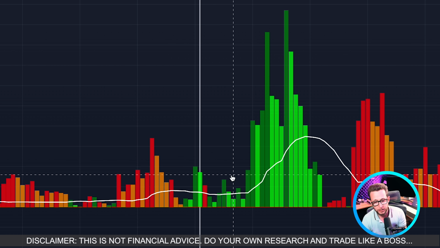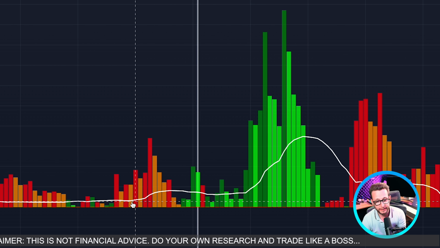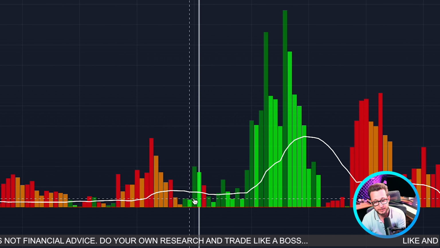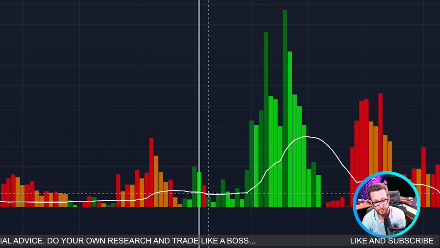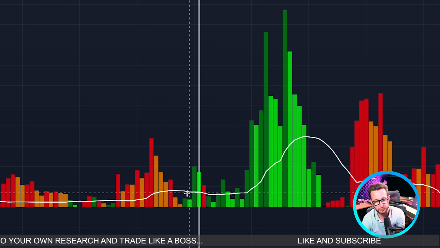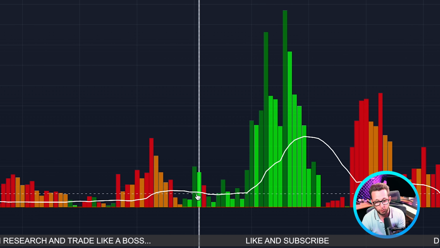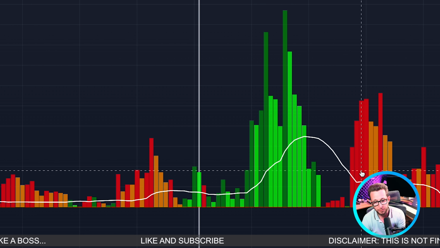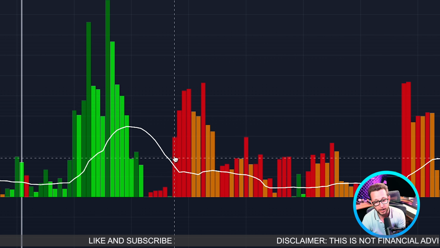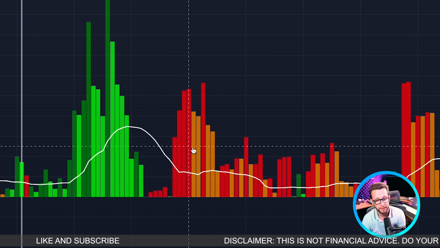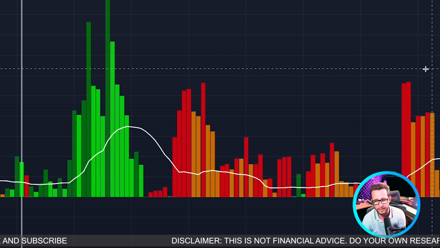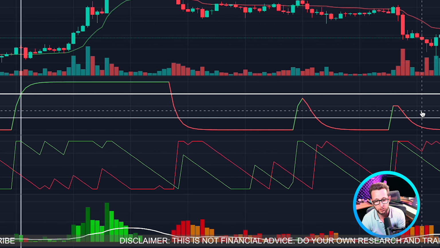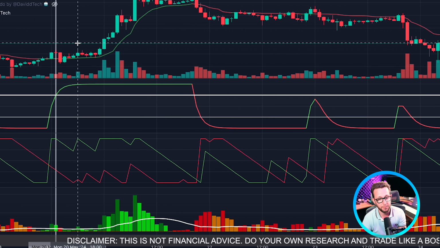Okay, for our entry, all we need for the Waddah Attar is for the candles of this histogram to be above that white line and the corresponding colors. So when we're looking for longs, we're looking for a green candle to be above the white line. And when we're looking for shorts, we're looking for a red candle to be above that line. That just means that we have enough volatility inside the market for us to take our entries. Okay, that is the plan so far.